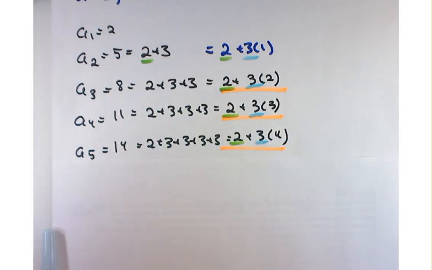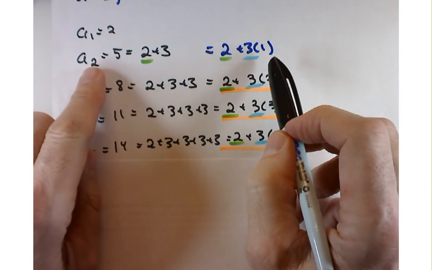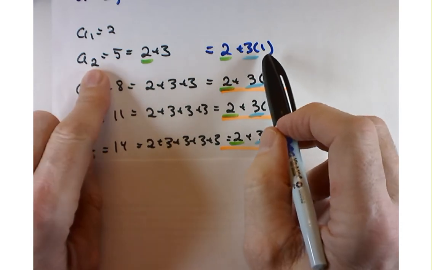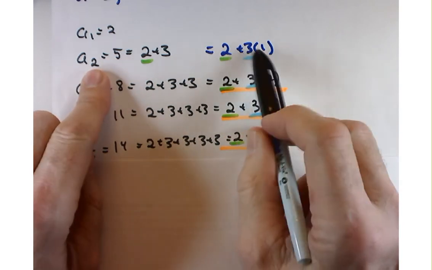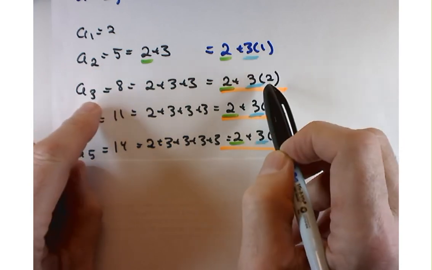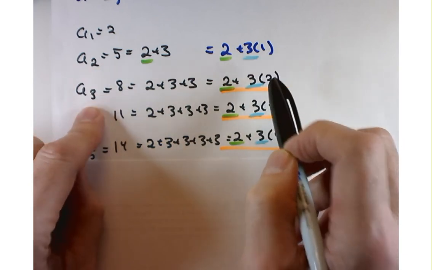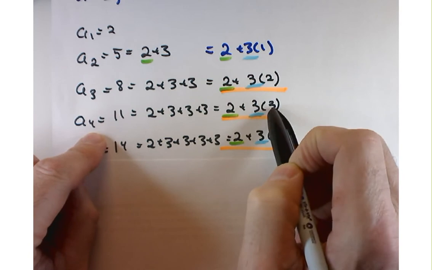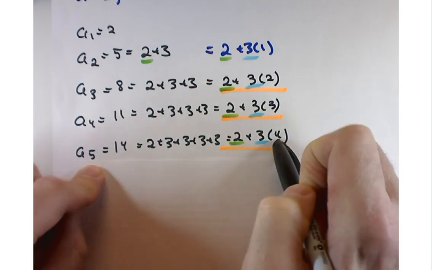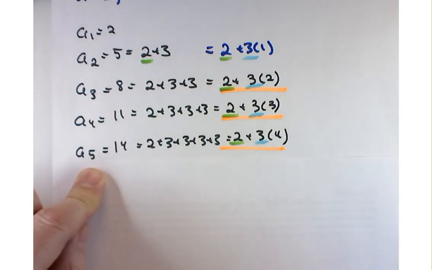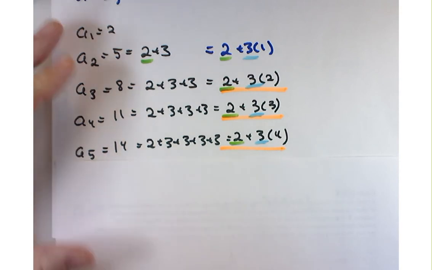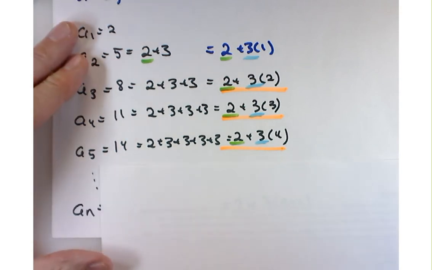And then what you need to do to try and figure out what the general term is, you start looking at this and figuring out a pattern. A sub 2 was 2 plus 3 times 1. And then a sub 3, put a 2 here. A sub 4 puts a 3 here. A sub 5 puts a 4 there. So what's the nth term going to look like? If I wanted to write a sub n, what should that look like?